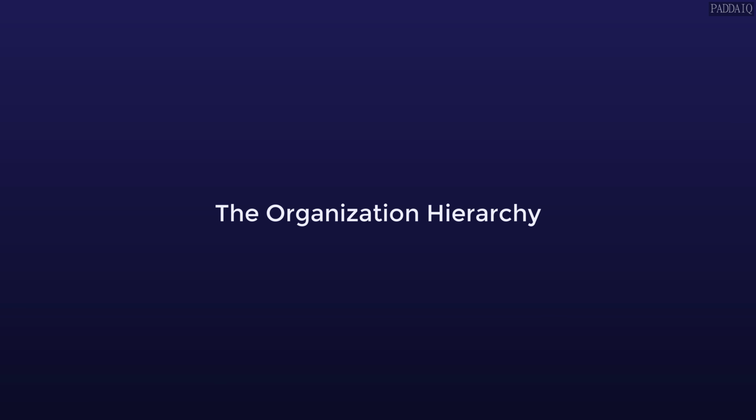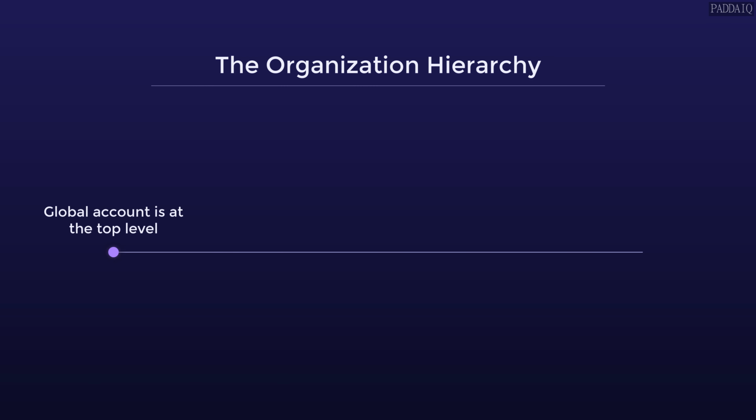The organization hierarchy. Global account is at the top level. This means it is the primary container for all your SAP BTP resources and subaccounts. For example, a multinational corporation would have one global account to centrally manage its entire BTP landscape across all regions. This structure ensures unified governance and billing for your entire organization's cloud investments.